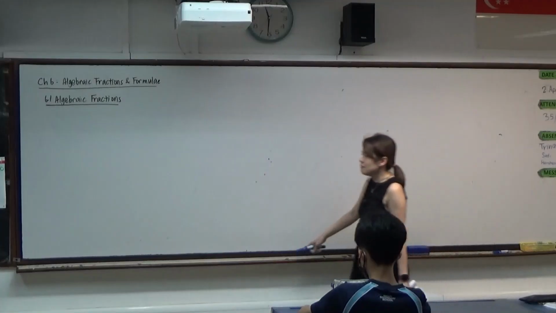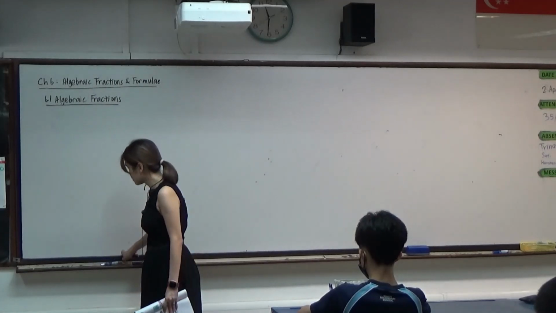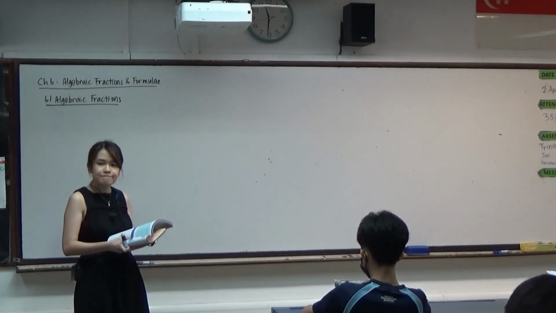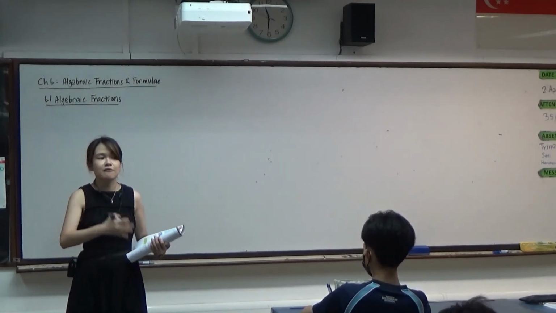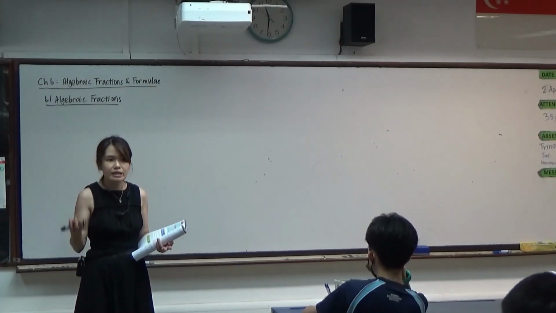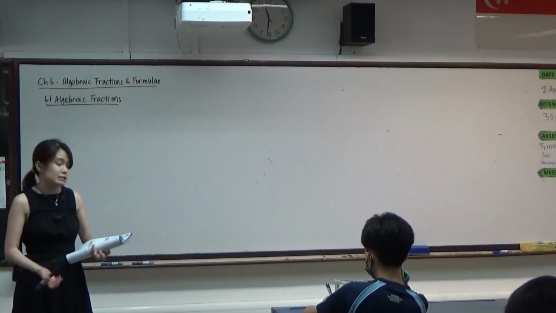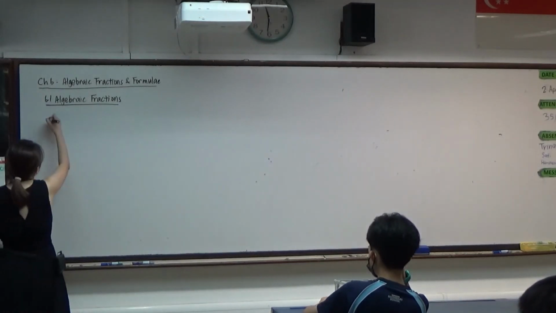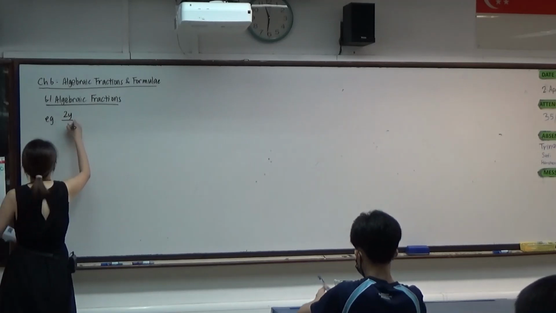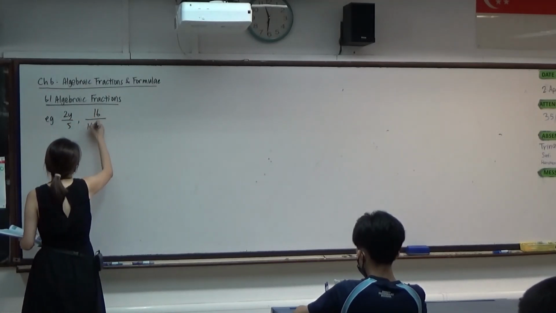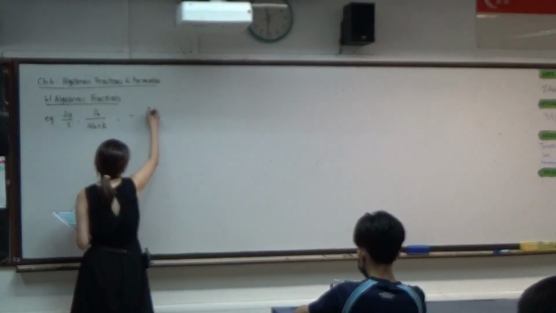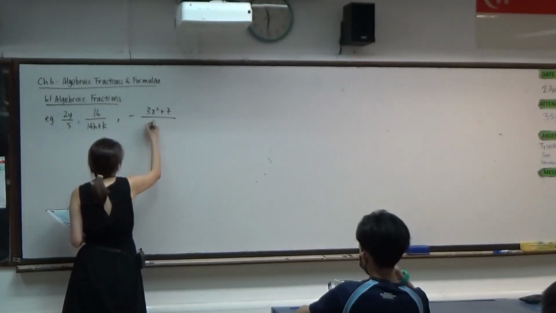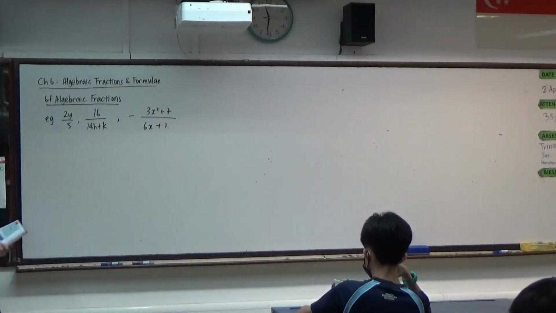So, first of all, what are algebraic fractions? What do you think algebraic fractions are? Algebraic fractions, as the word suggests, is a fraction, just that instead of numbers in the numerator and the denominator, we have algebraic expressions. So, for example, we can have y over 85. We can also have negative ones, maybe negative 3x squared plus 7 over 6x plus 1. So these are just some examples of algebraic fractions.